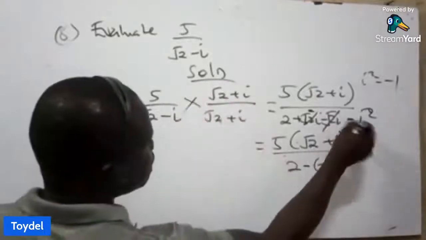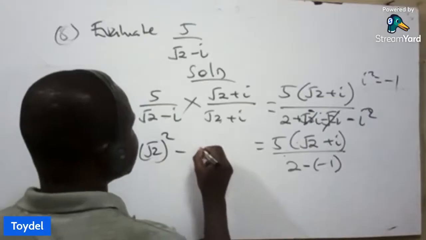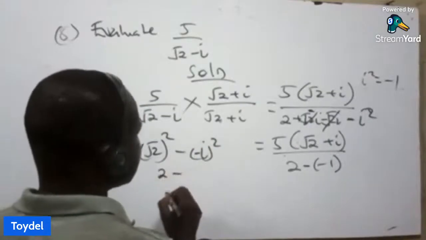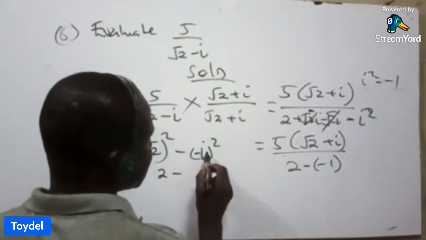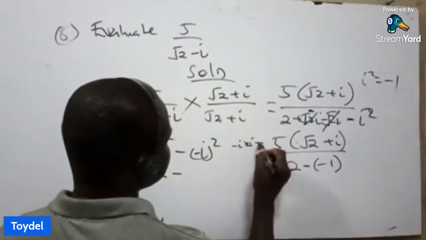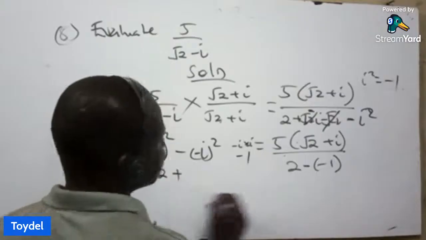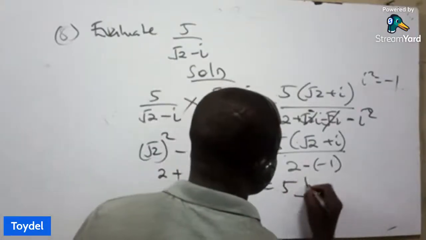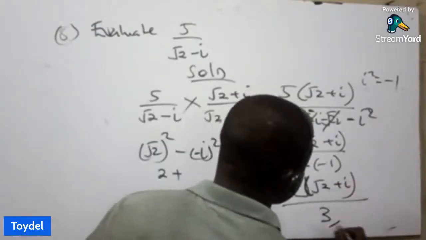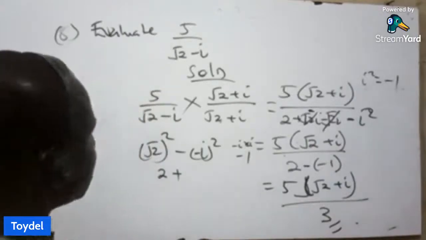So instead of going through this denominator like this, you can just say square root of 2 all squared minus i all squared. So we are going to have 2 minus i times minus i. That is i squared, which is minus 1. Okay, minus that will be plus. Then here I'm going to have 5 into bracket square root of 2 plus i all over 3. And that will be the answer. Okay, so that will be the answer.